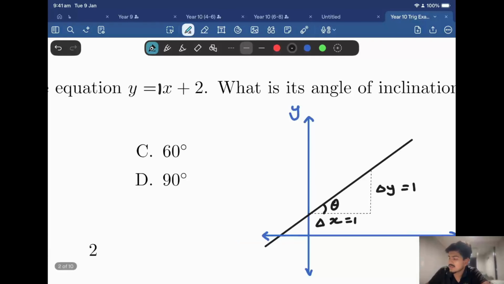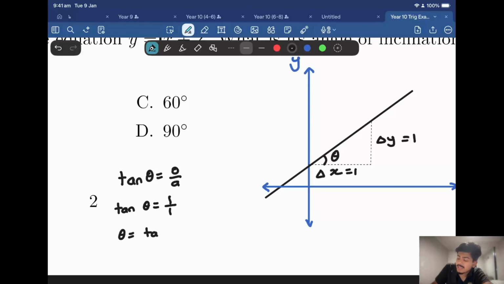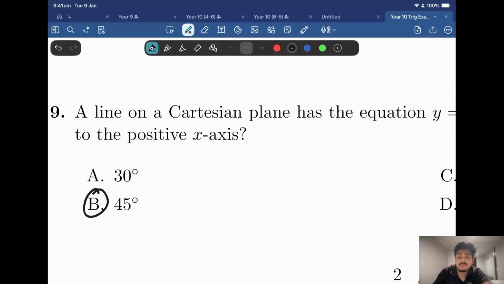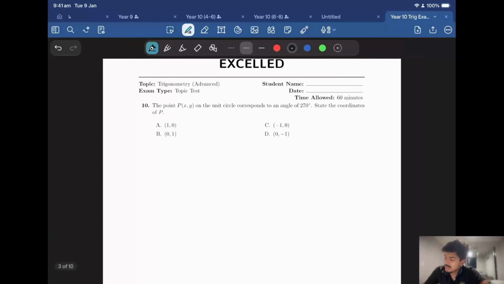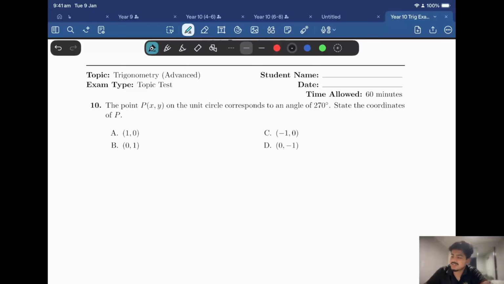So we can see that we can use tan theta, right? Tan theta is opposite over adjacent. So tan theta is 1 over 1. So theta is the tan inverse of 1 over 1, and that's just 45 degrees. Okay, so your answer is B, 45 degrees. Okay, and the last multiple choice question.